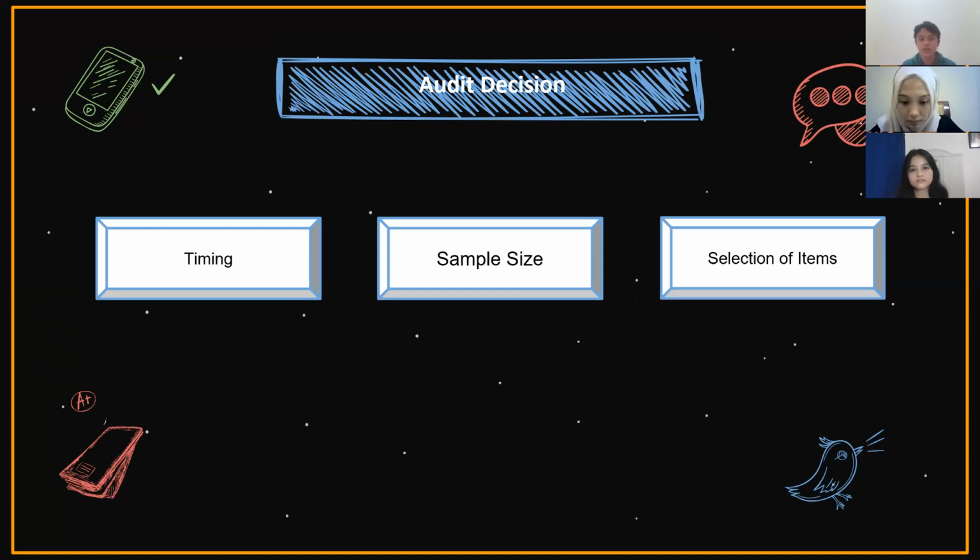The last, selection of items. When auditors observe the client counting inventory, they should be careful to first observe the counting of the most significant items and a representative sample of typical inventory items. Second, inquire about items that are likely to be obsolete or damaged. Third, discuss with management the reason for excluding any material items.